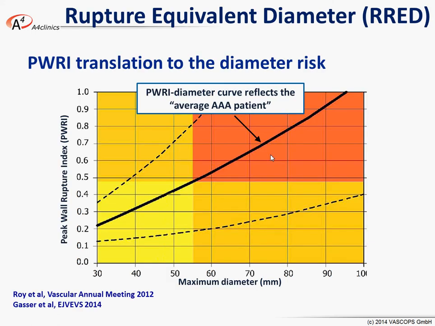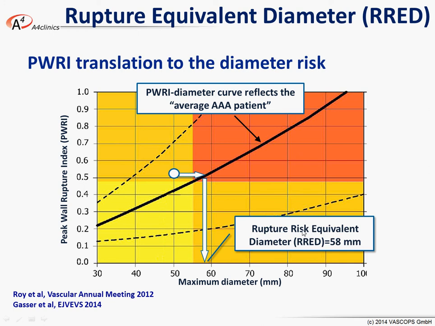Having an average patient defined, we then can plot our individual patient into this evaluation chart. So this would be a case having a 50 millimeter aneurysm, which is well above the biomechanical risk seen in a typical 50 millimeter case. We can even go further and map it back to a rupture risk equivalent diameter, and in this case that would be 58 millimeter, telling you that the rupture risk that you see in this patient is typically seen in a 58 millimeter case.